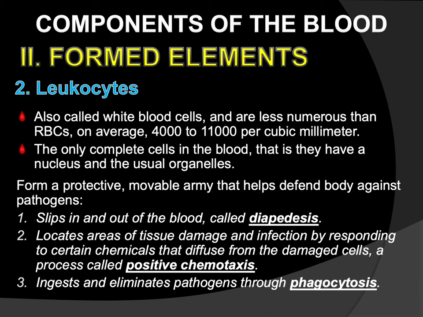Number one, they can slip out of the blood. Kaya nilang lumabas from the blood vessel. Diapedesis. Number two, pagkalabas nila ng blood, kaya nilang hanapin kung nasaan yung tissue damage. Makakarating sila sa area of your body which is infected. You call that chemotaxis. At pangatlo, pag nakarating na sila sa lugar kung nasaan yung pathogen, they will perform phagocytosis, destroy the microorganism, and therefore dispose of or heal. Pagagalingin ka from the infection.